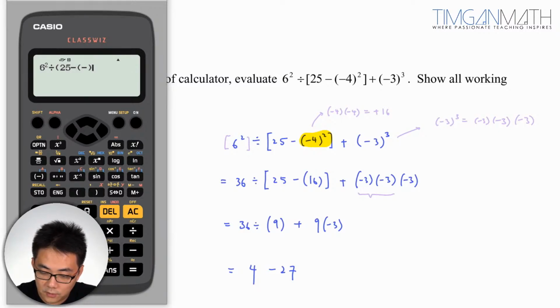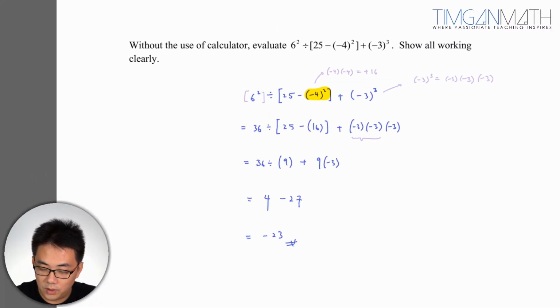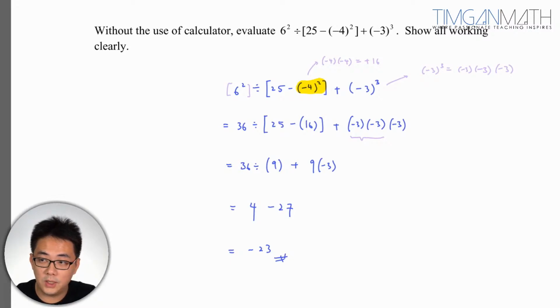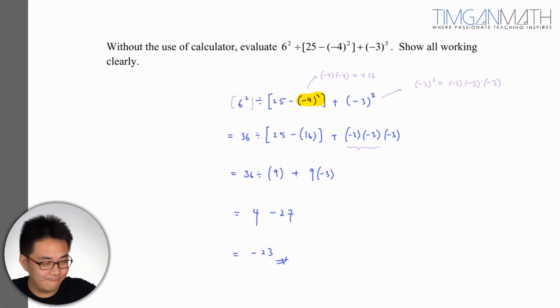Negative 4 squared, bracket this as 4, and then plus negative 3 cubed. That'll be negative 23. Okay, so that's how you do this question proficiently. Any questions or comments, please do let us know. Keep practicing, and I'll see you in the next question.